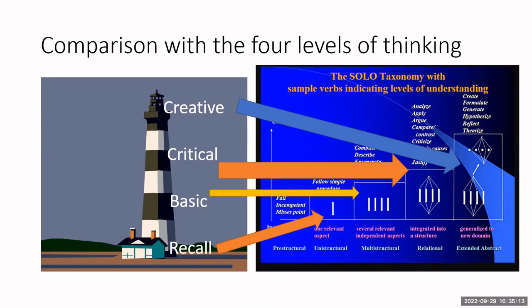Because it's the same like the unistructural, the first one. They are both linked. The first level are just the same. Yes, why don't we include pre-structural?